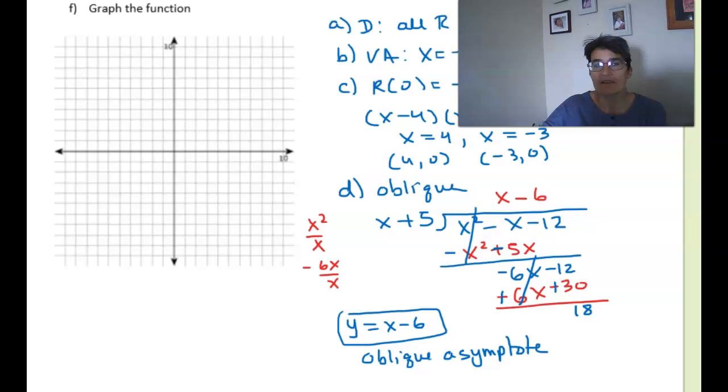Alright, let's put in the vertical asymptote. So at -5, 1, 2, 3, 4, 5. That's the vertical one. The oblique asymptote has a y-intercept at -6 and a slope of +1.